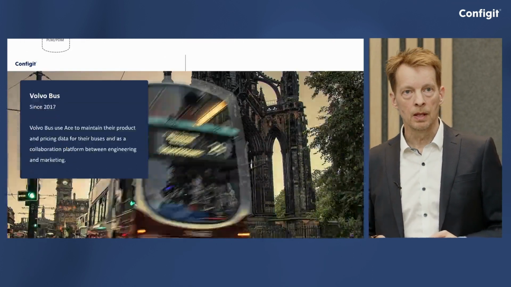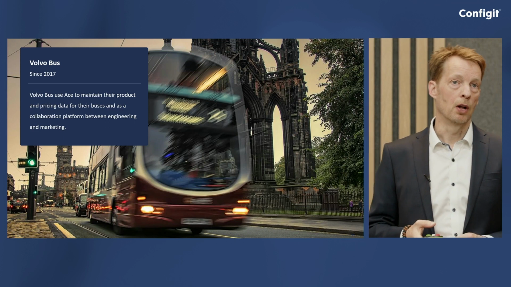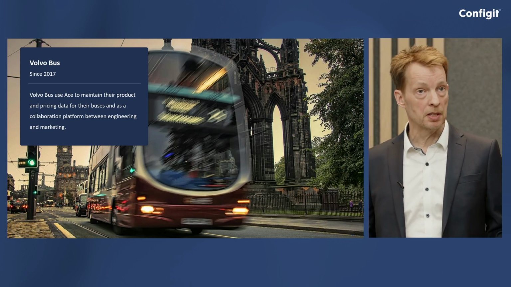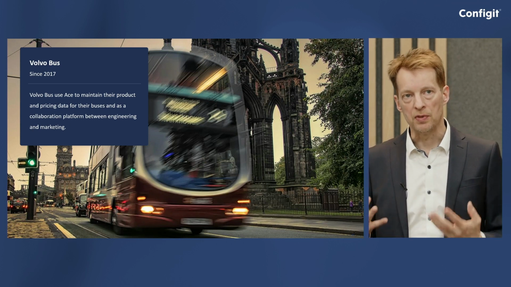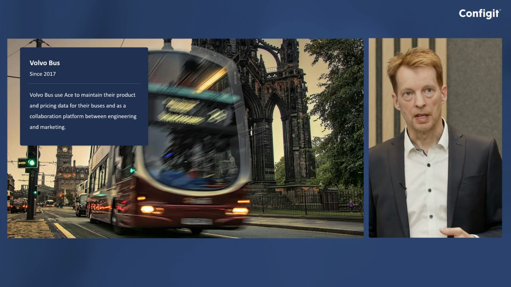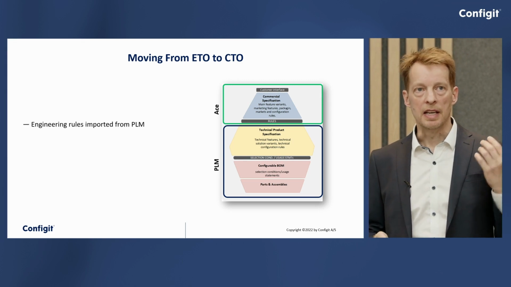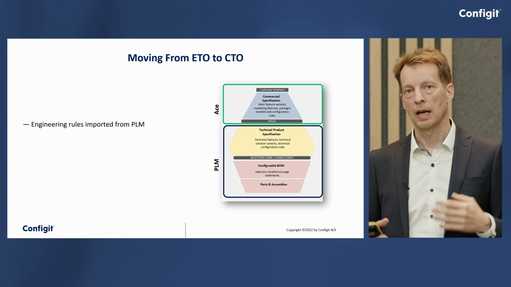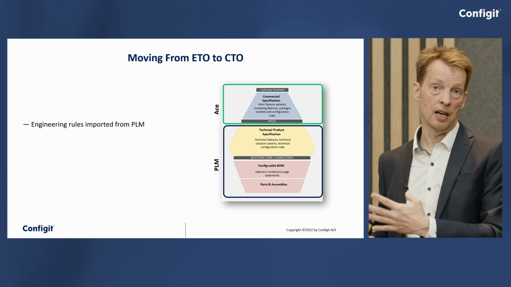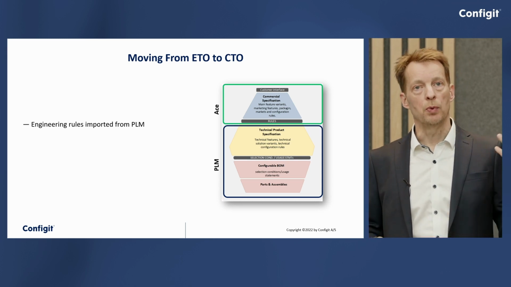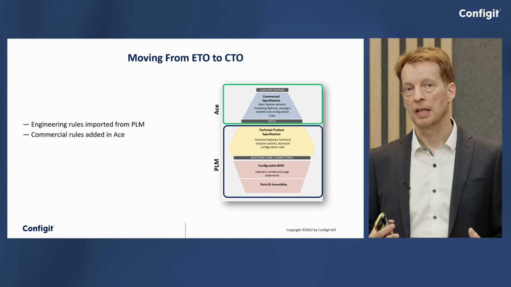involved. The other example I have included today is from Volvo Bus. And Volvo is, of course, making buses, and they have traditionally been in a fairly high degree of ETO processes. So what they have done is that they have decided to keep their engineering rules in their PLM system. They have already defined all the engineering rules, and they keep maintaining them within their PLM system. Then what we do is that we take those rules and we import them into our ACE application.